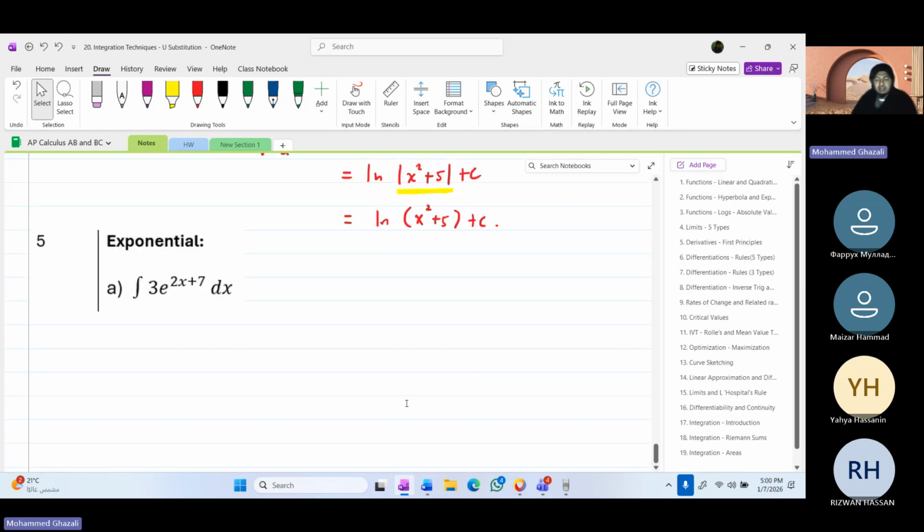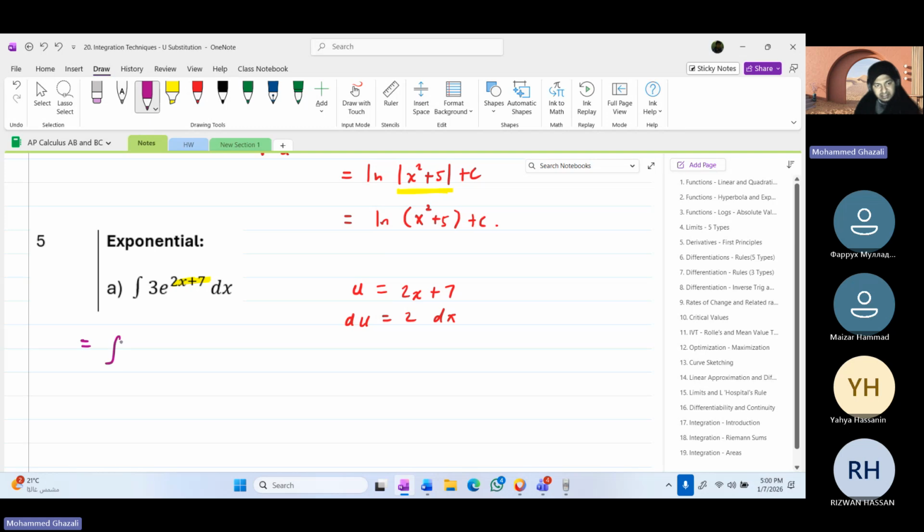Right, so we have an exponential integration. So we always make the power equal to u. So let u equal to 2x plus 7. So du is equal to 2 dx. The derivative of 2x plus 7 is 2.